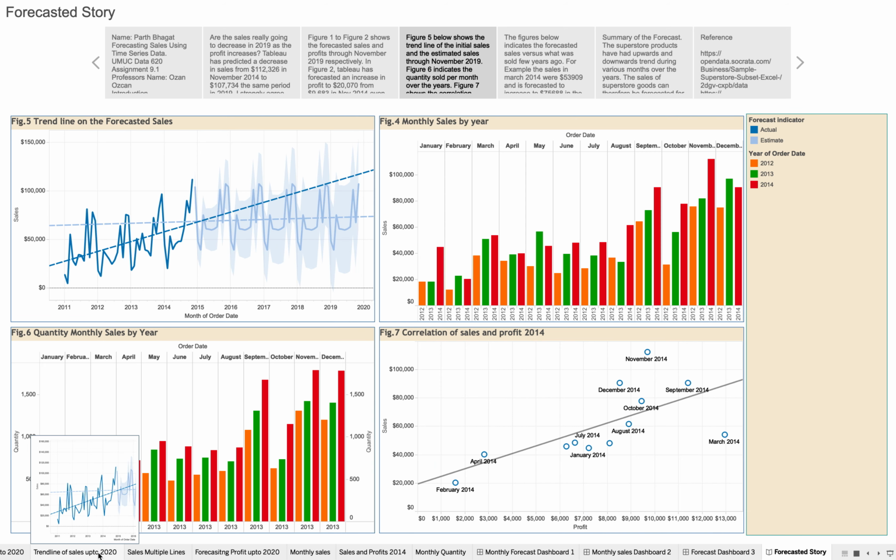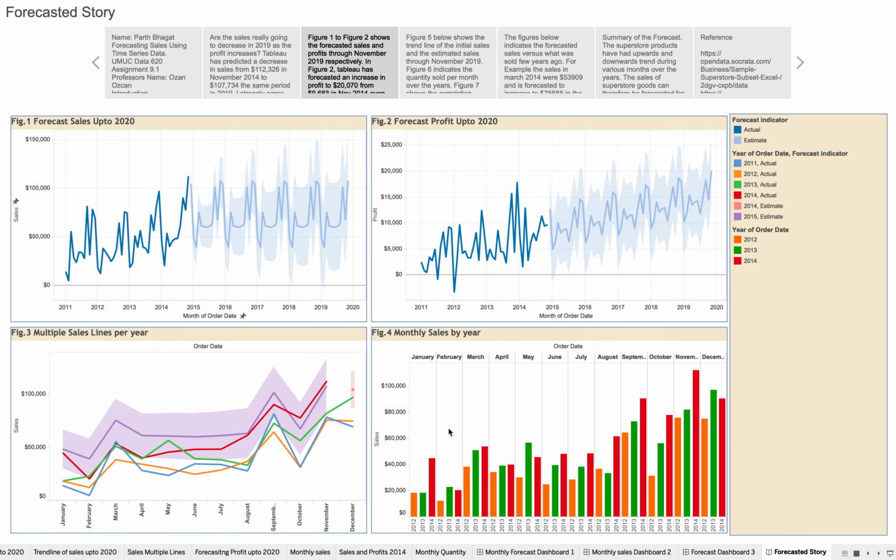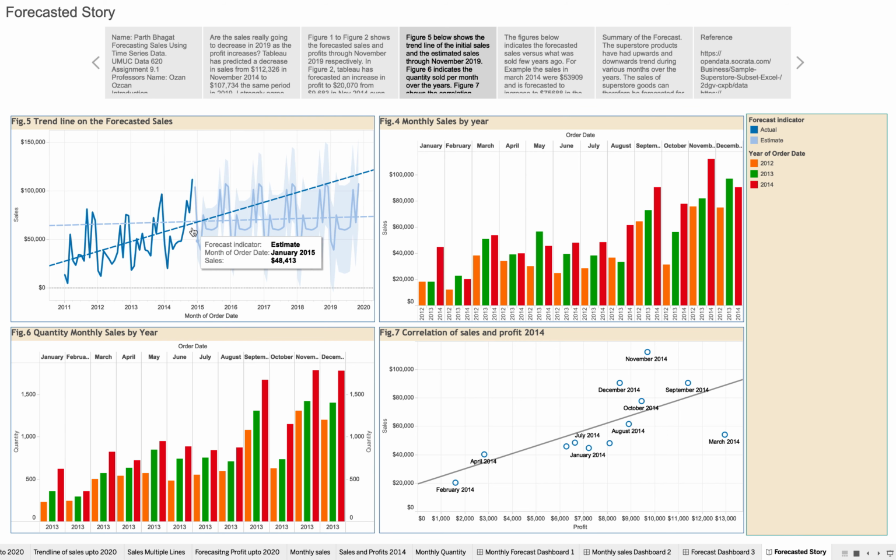These two graphs are the same as the last slide. Actually, just the sales one. But in this one, figure 5, we have a trending line. This shows just the trending line of initial sales and the estimated sales to November 2019. And in figure 6, again, it has the quantity we sold over previous years. And here we have sales. This is the exact same one from the last slide, guys. All right, and this is how we are predicting the sales using the trending line.